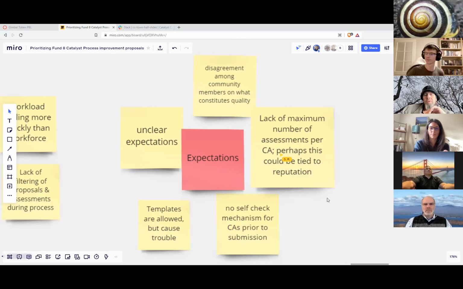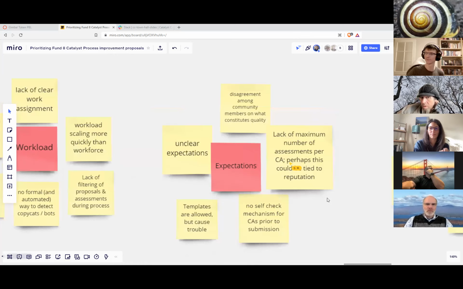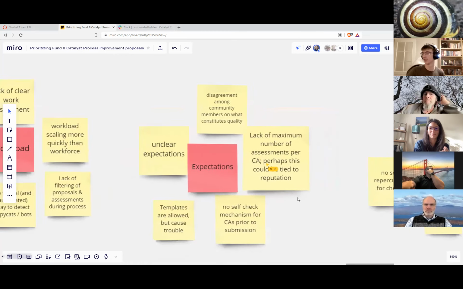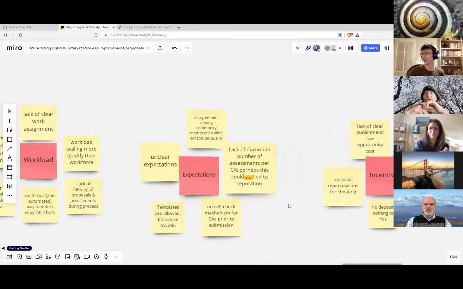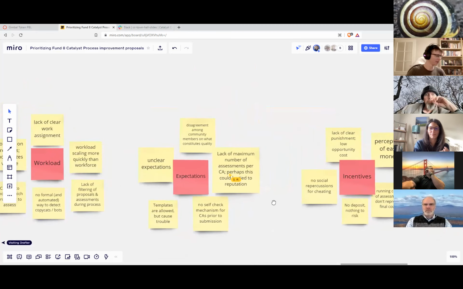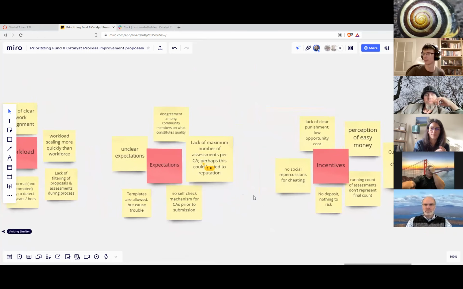And disagreement among community members on what constitutes quality. Yeah, I prefer objective analysis as opposed to subjective. And I'm one of the people that disagrees with probably the majority of this community. There you go. Oh, but that's great. I actually disagree also with some when we run the session, but all right.